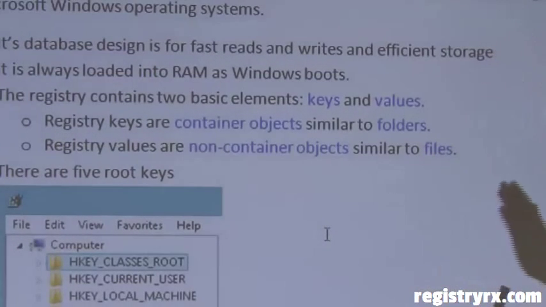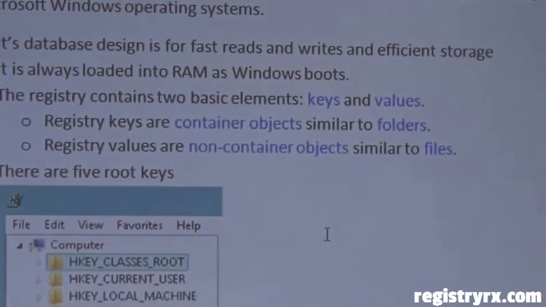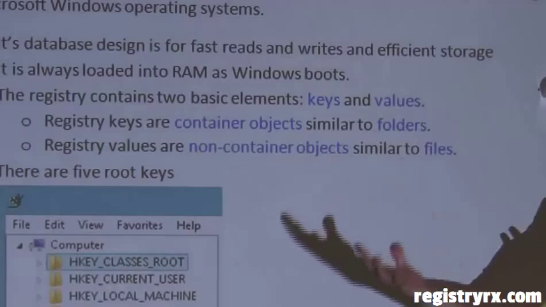Folder. It's similar. In fact, with the registry editor, it will look like a folder, but please be aware, this is not equal to a, it's what? Similar. It's similar. It helps you understand it. So keys are container objects. Registry values are like files. So bottom line, the registry is full of keys, and those keys are full of values, okay?